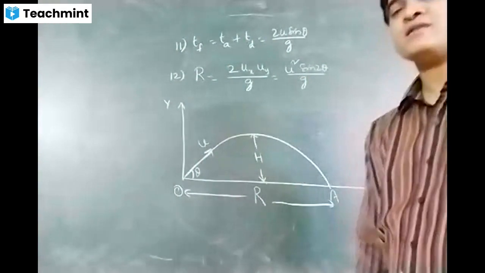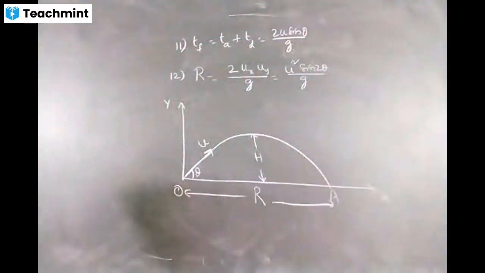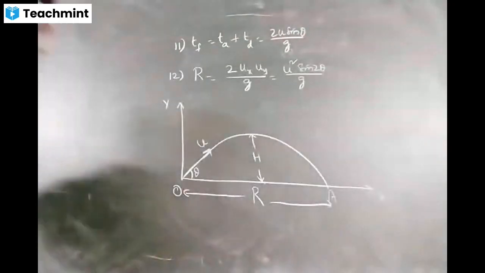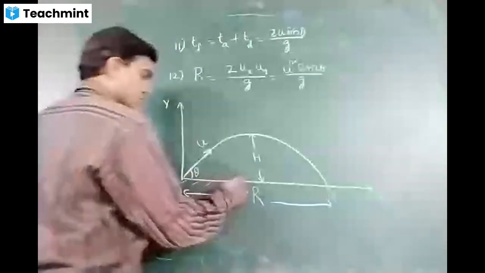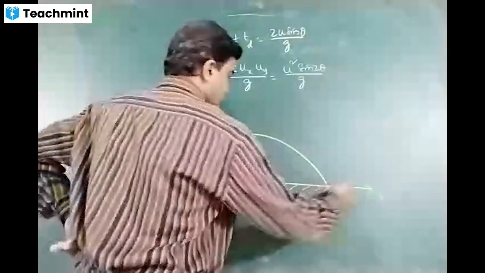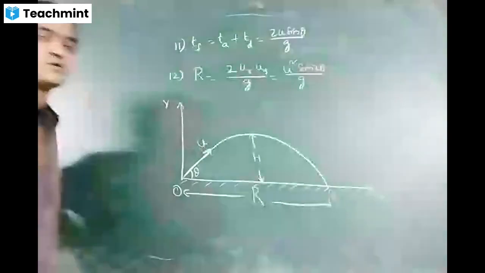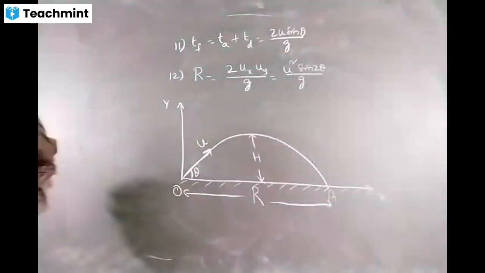Now, where am I measuring the angle from? Angle is measured from the origin. But where is the angle touching? Between the x-axis. I have taken the x-axis as ground. So this angle theta is measured with respect to ground.